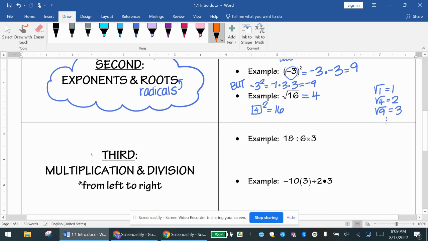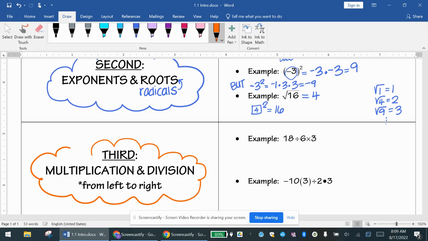Okay. The third part of the order of operations is to look for multiplication and division. Now those have to be done from left to right, so you have to do whichever one comes first. Now let's take a look at this example over here. We have division and multiplication.